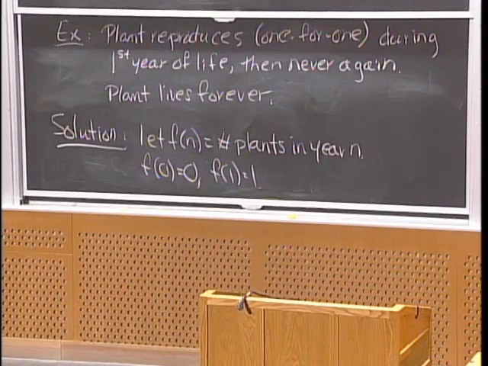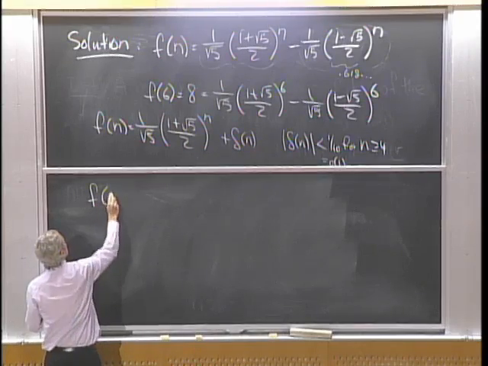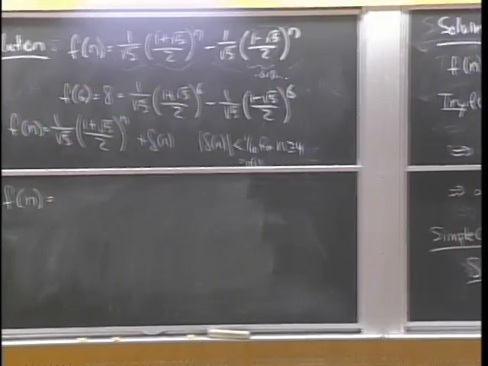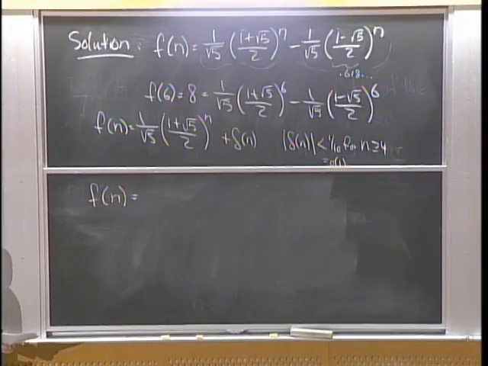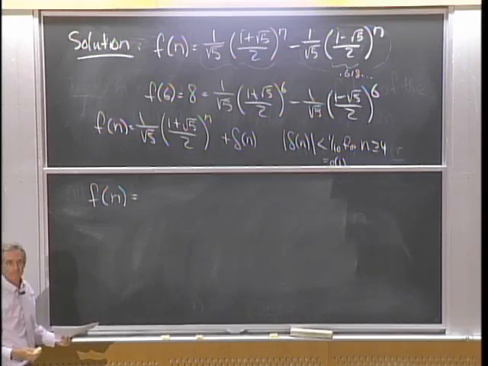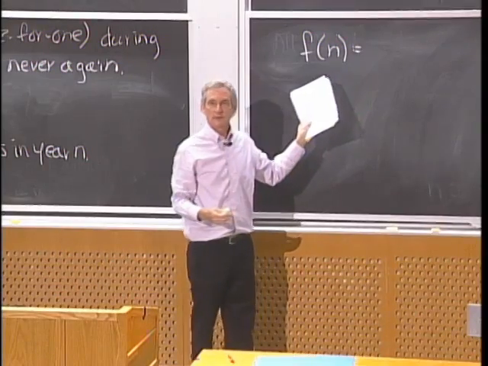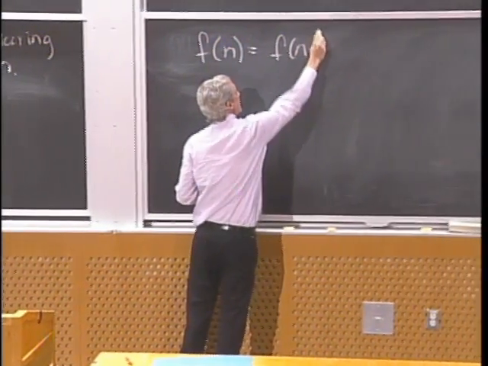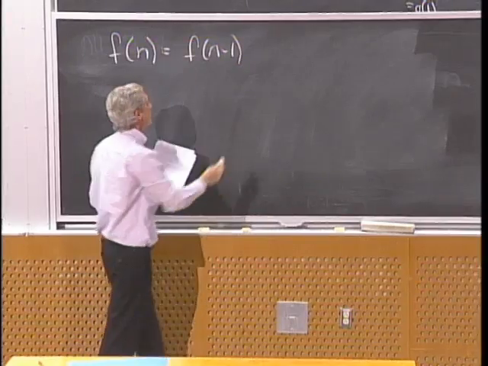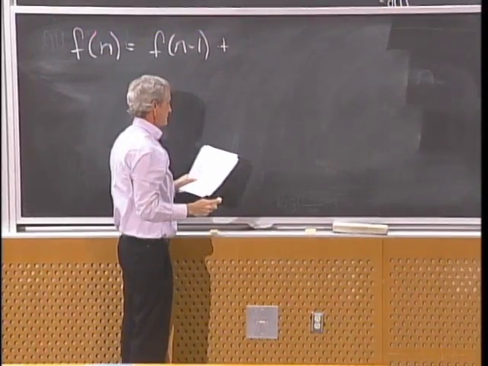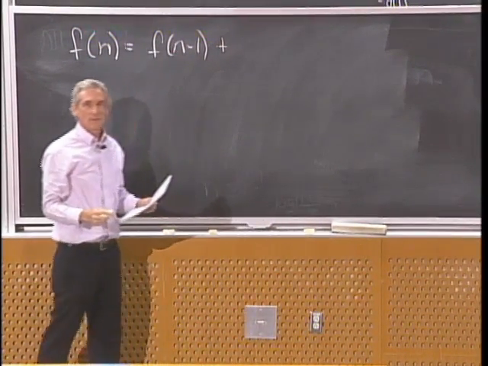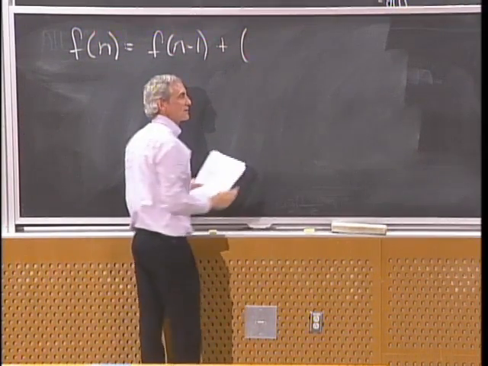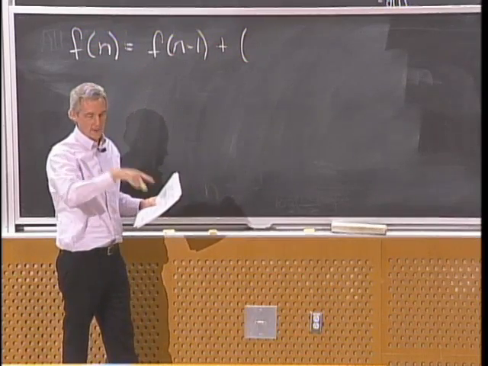And now we want to know how many there are in year n. Okay, so let's set up the recurrence. F of n equals, well, the previous year, how many plants were there in terms of f? F of n minus 1. All right, that's how many there were last year, and they're all still alive. Plus, we've got to add the number of new plants. Well, how many new plants are there? It's all the plants that were 1 year old last year.